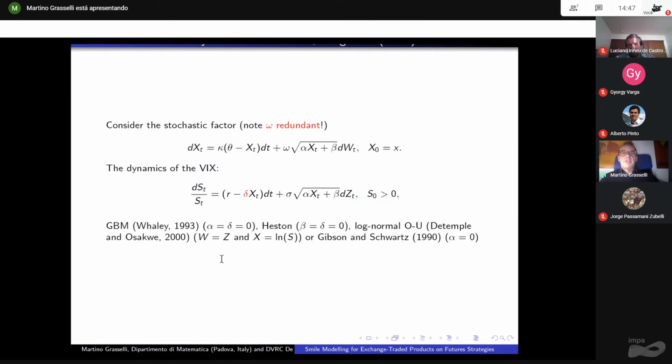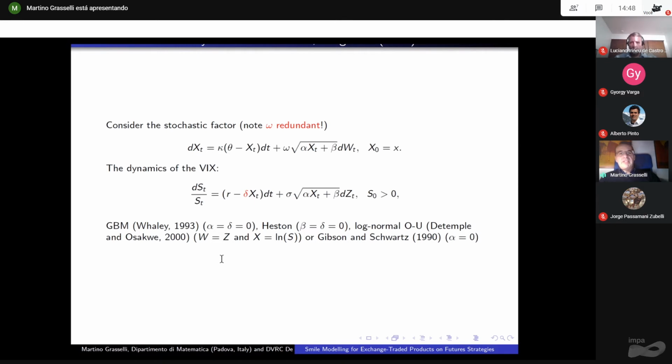So this was the approach developed with Lakshit Vagala, now appeared in IJTAF, International Journal of Theoretical and Applied Finance, where we consider the underlying process X, which is the basic risk factor involved in the dynamics of the VIX, denoted by S. Sorry for the notation, because typically S is devoted for the dynamics of the S&P. There is no S&P in the story, just the VIX.